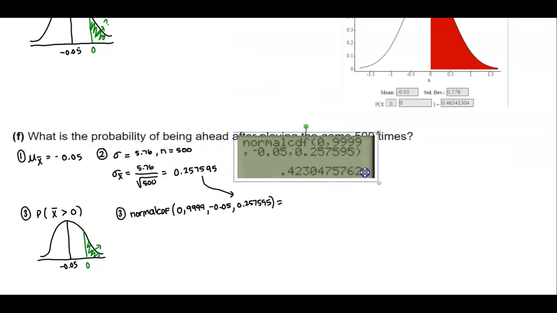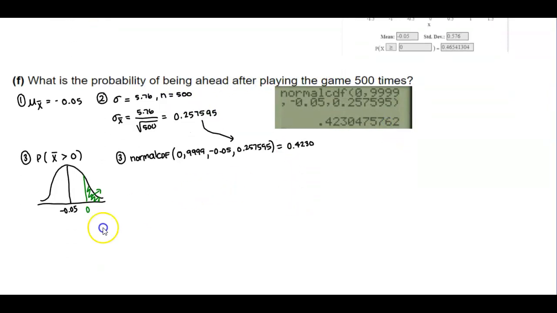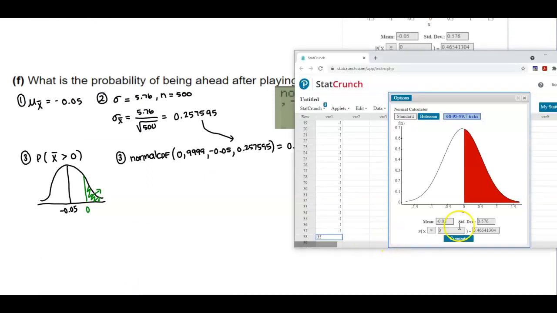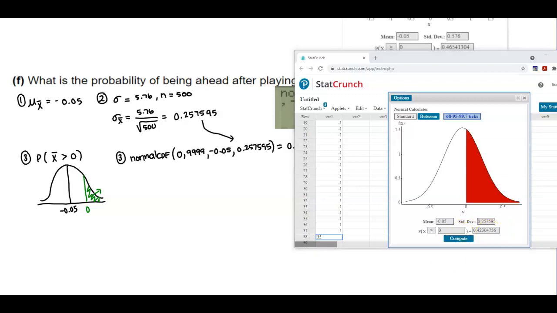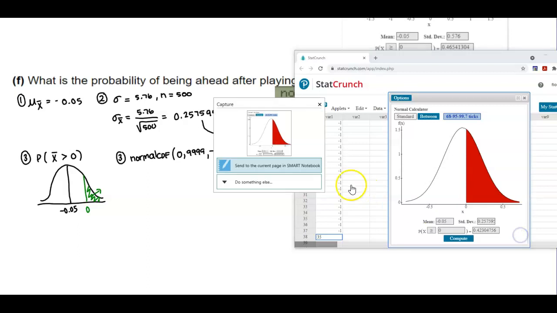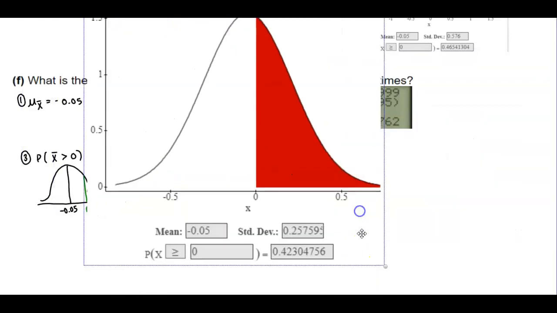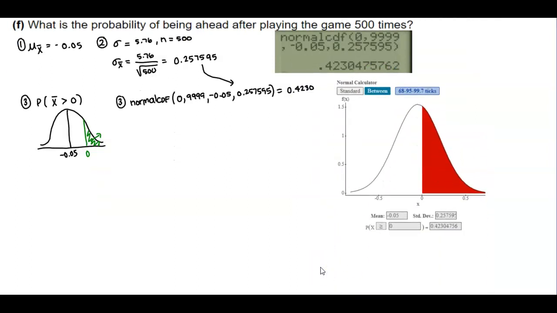So here we get the probability rounded to 4 decimal places is 0.4230, or if you wanted to go the StatCrunch route, then we know that the mean is negative 0.05. We just need to change the standard deviation to what we found it to be, which is 0.257595, and then we get the same probability there with the exact picture that we drew. Okay, so there you go.